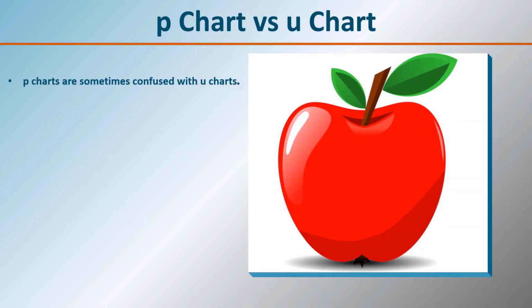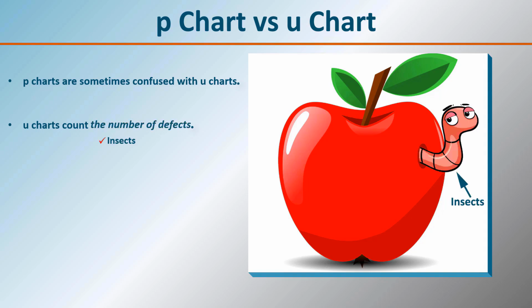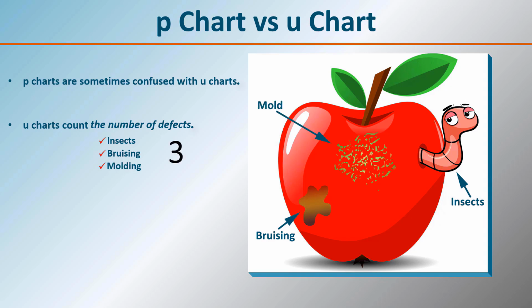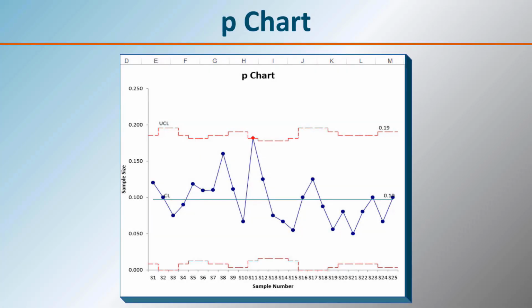P-charts are often confused with U-charts. U-charts also handle attribute data and varying sample sizes, but here's the difference. A U-chart counts the total number of defects. Each unit can have more than one defect. For example, an apple with insects, bruising, and molding. But every defect is counted. A P-chart counts the number of defective units. So, while there may be more than one defect in your apple, insects, bruising, and molding, the defective unit, or apple, is counted only once.